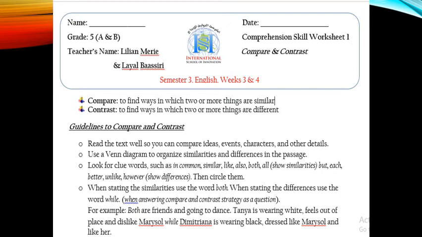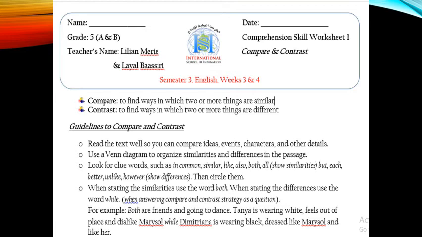Compare to find ways in which two or more things are similar. Contrast to find ways in which two or more things are different. Also, we repeat guidelines to compare and contrast. They are the same as we mentioned previously in the video. Read the text carefully first. Use a Venn diagram to organize your ideas. You have to look for clue words in order to know if this sentence shows similarity or a difference. When stating the similarities, use words like both, in common, compared to. While you're mentioning differences, you have to use words like while, on the contrary, opposite to.